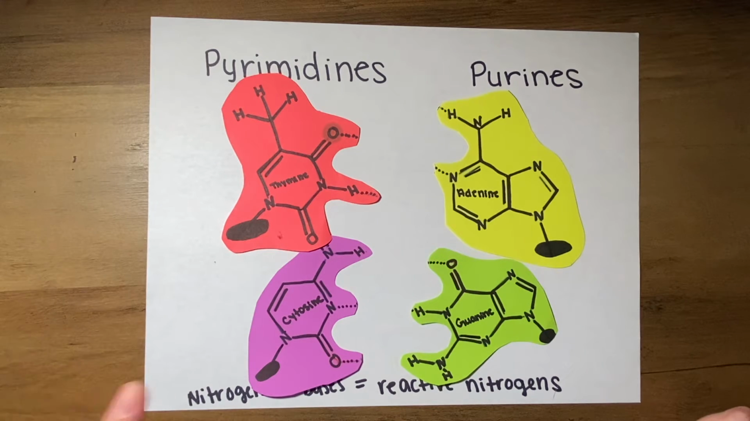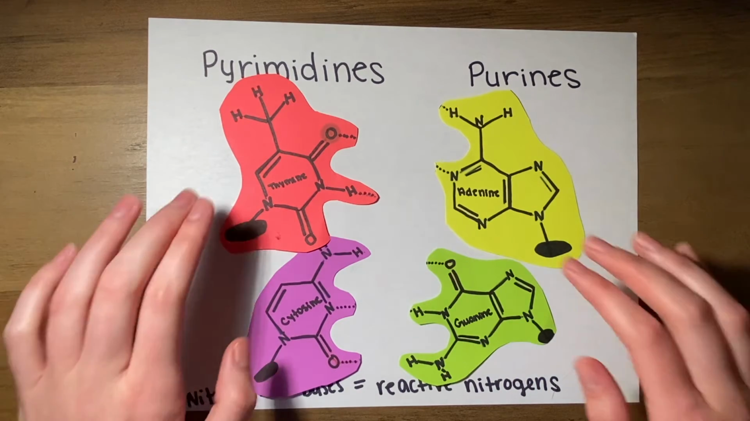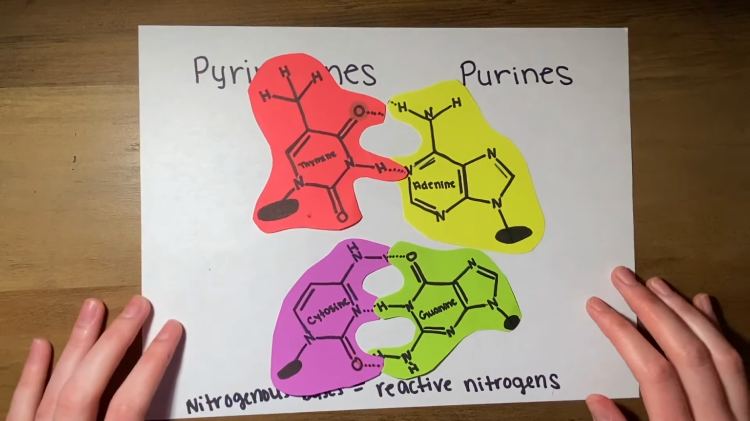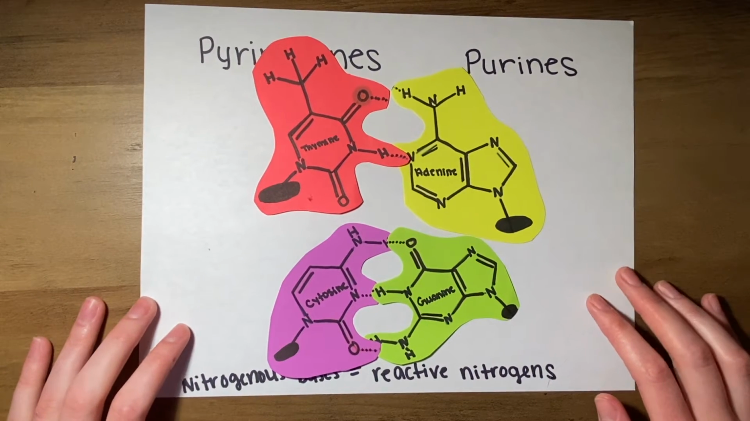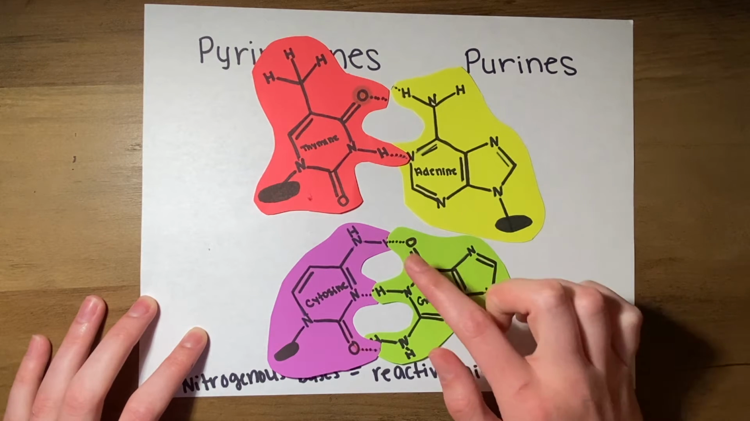Now, pyrimidines have one cyclic group, while purines have two. Now, when we go to pair these bases up, we see that thymine binds with adenine and cytosine bonds with guanine. And why is that? Well, it has to do with the hydrogen bonds. Thymine and adenine each have two hydrogen bonds, while cytosine and guanine have three.